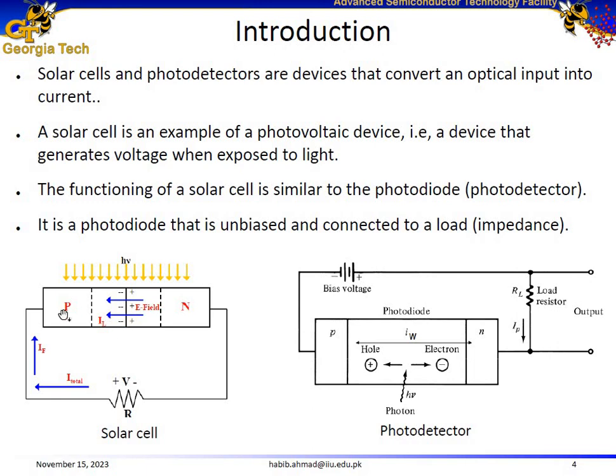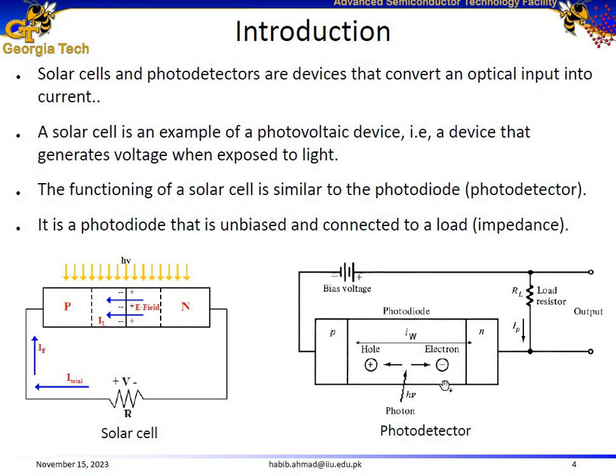Now these electron-hole pairs, the holes move towards the p-type layer and the electrons move towards the n-type layer. The separation of these charges results in a voltage, and the flow of these charges through the external resistance results in a current. And the product of voltage and current is actually power. So basically a solar cell is used to power our devices.